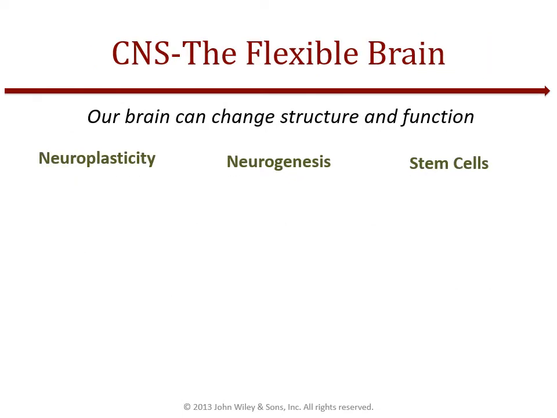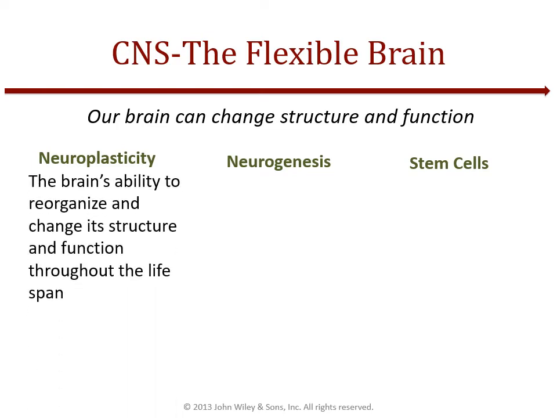Now, when we're talking about the flexibility of the brain associated with the central nervous system, our brain has the ability to make changes in structure and function in several different ways. The three main ways are neuroplasticity, neurogenesis, and stem cells. So when we're talking about neuroplasticity, rather than being a fixed, solid type of organ, the brain is able to make changes in structure and function as a result of its usage as well as experiences.